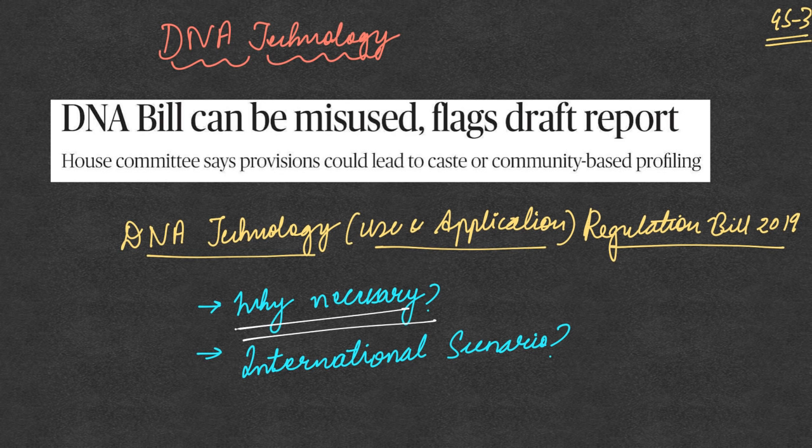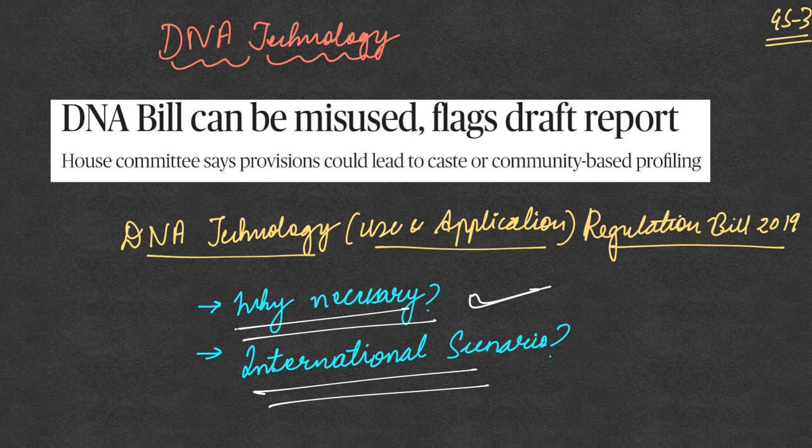So if we have a DNA database of all the past criminals, past offenders, then when any crime occurs, it is very easy for us to see whether the DNA of the suspect is matching with any of the DNAs that we already have in the profile. That way it becomes very easy and faster for us to arrive at the convict and the criminal. So the justice delivery or justice dispensation could be very fast. This is one of the reasons why this DNA Technology Use and Application Regulation Bill is very important.